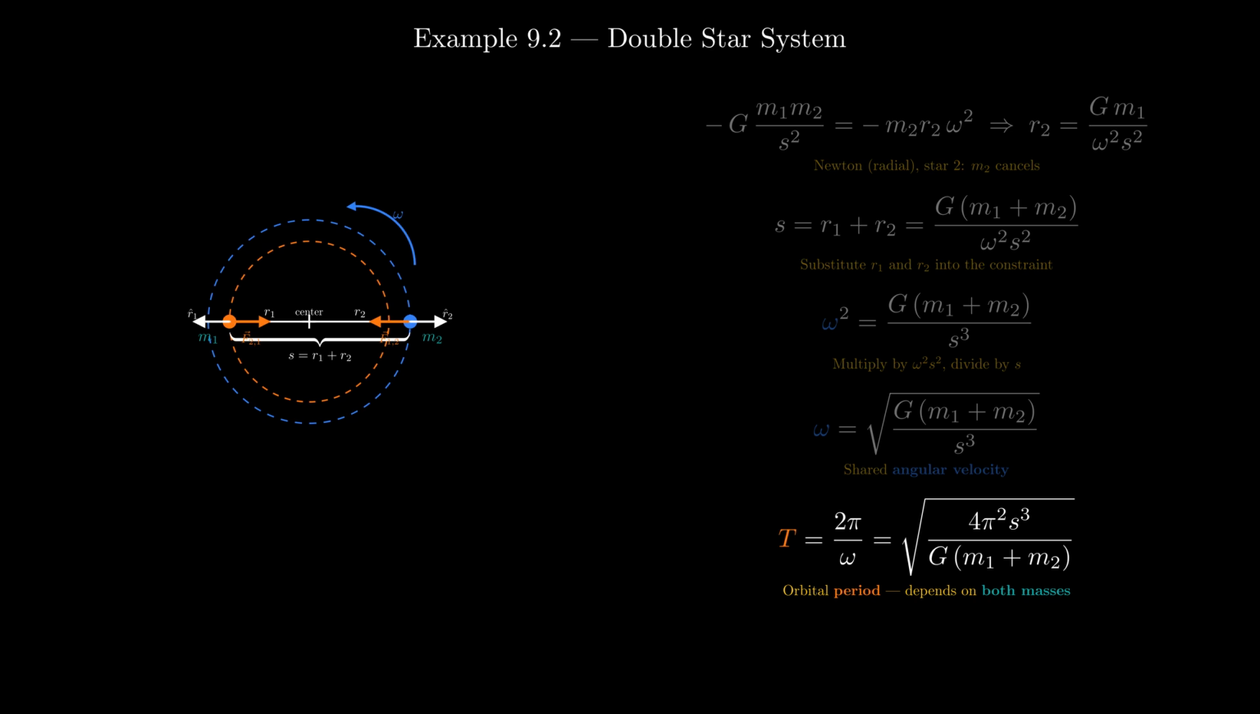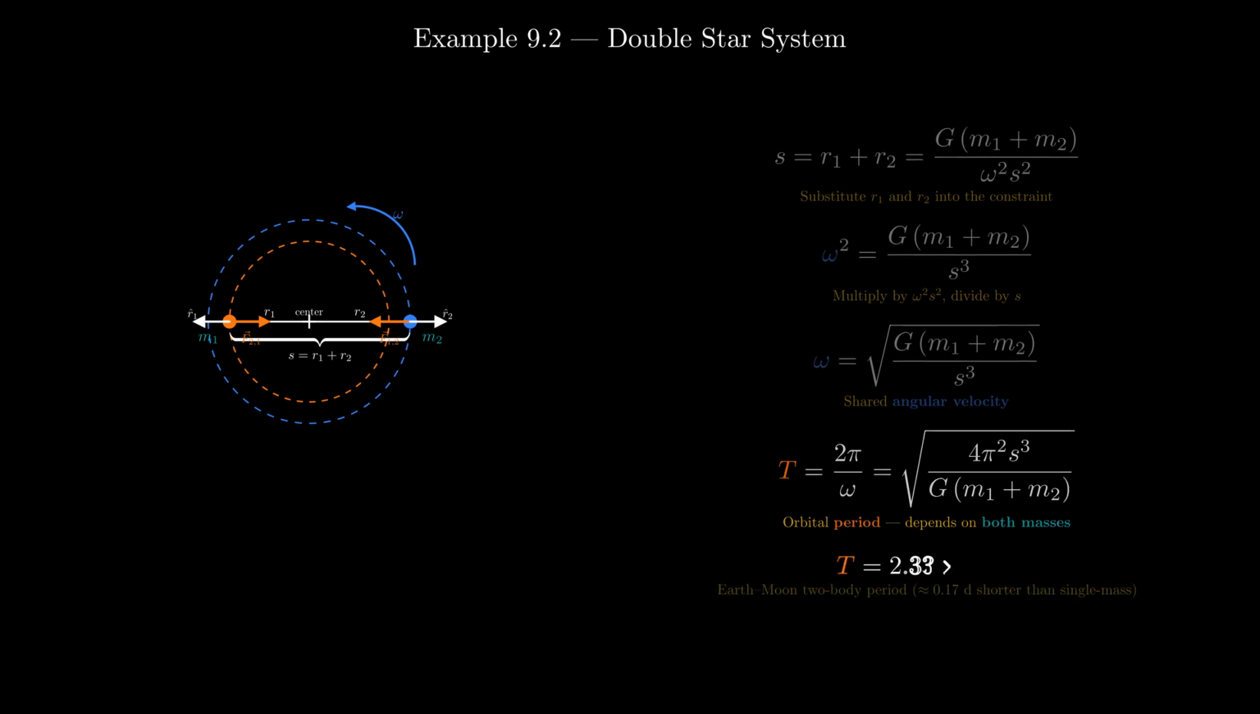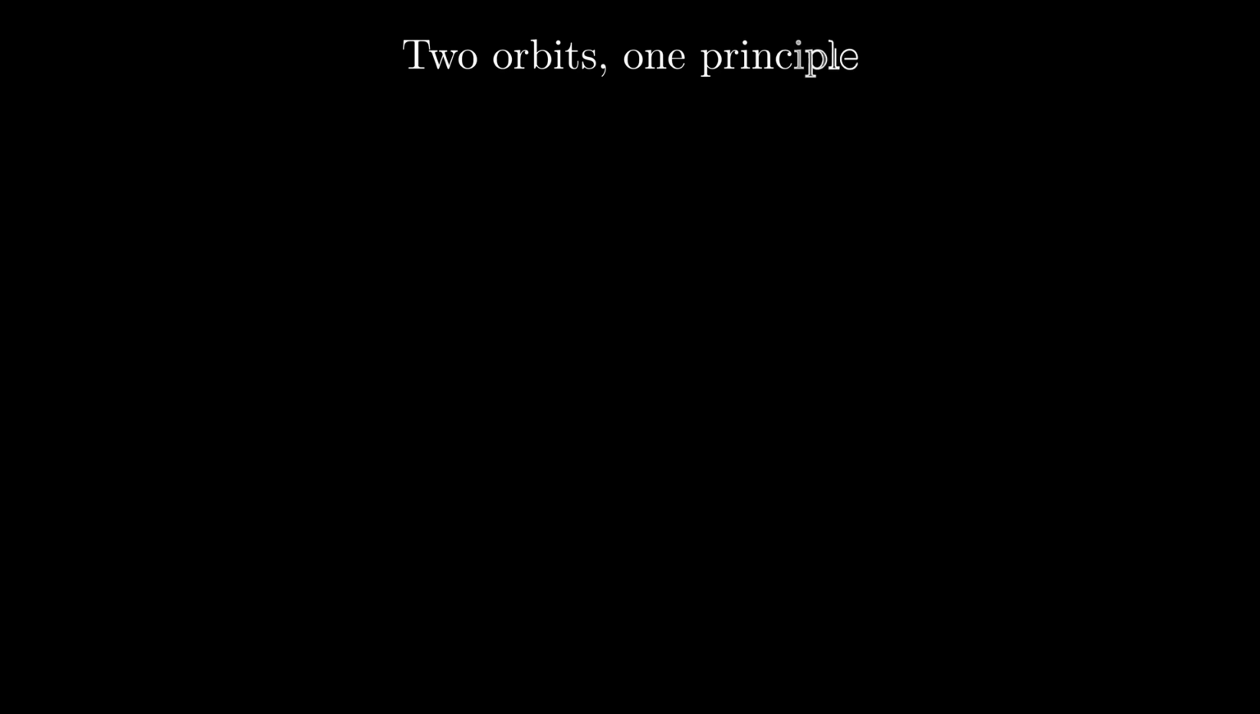If we apply it to the Earth and the Moon circling their common center, using their separation of 3.82 times 10 to the 8th meters and the sum of their masses, the period comes out to 2.33 times 10 to the 6 seconds. That is about 14,000 seconds, roughly a sixth of a day, shorter than the estimate that ignored the Moon's mass. Two orbits, one principle.